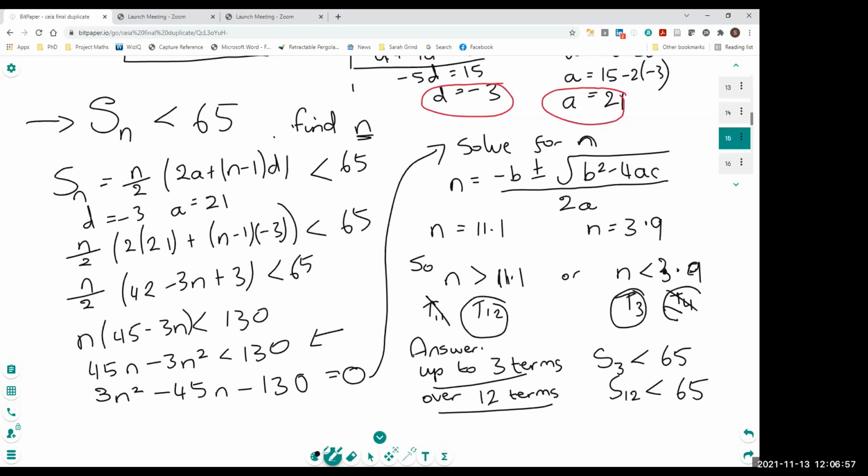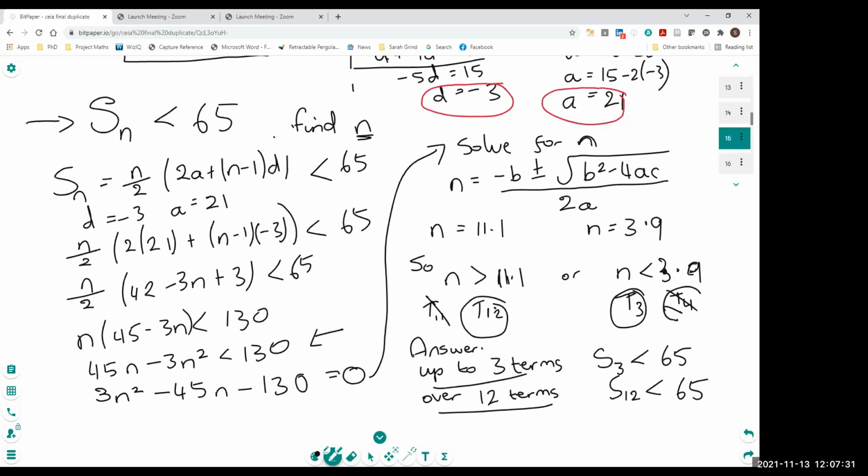You've solved for n and you found it's either 11.1 or 3.9. If it's 11.1, it has to be either 11 or 12. So it can't be greater than 11.1, so you have to go up to the next whole term. So the sum up to T12 and over will give you a value that's less than 65. And if you add up the first 3 terms only, you get a value of S of n less than 65. So there are your 2 values.